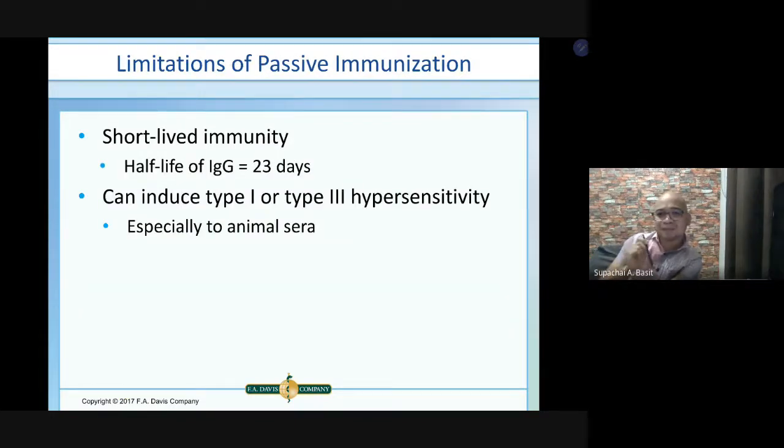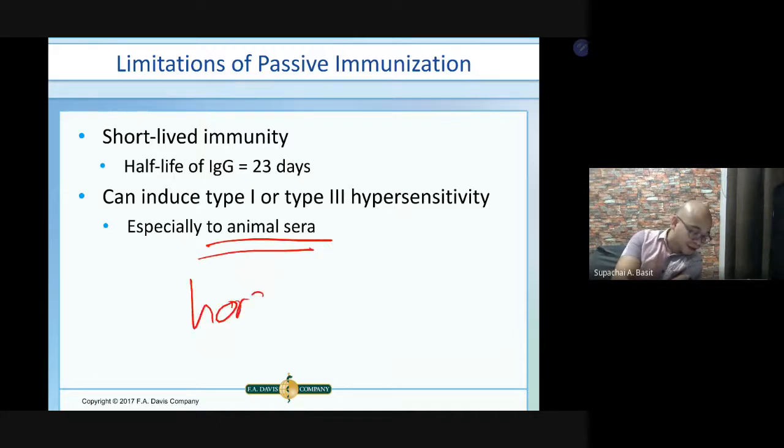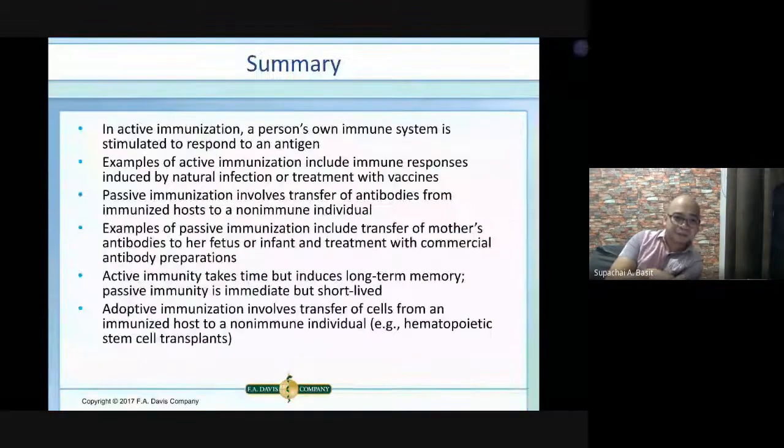Limitation of passive immunization is that it is short-lived. So short-lived because the half-life of IgG is just 33 days. And it can also induce hypersensitivity, lalo na if you're using animal sera, such as the horse serum. So there could be a type 1 or type 2.